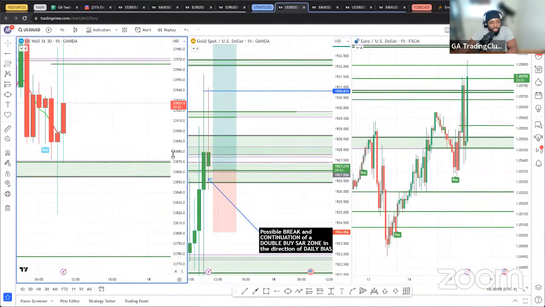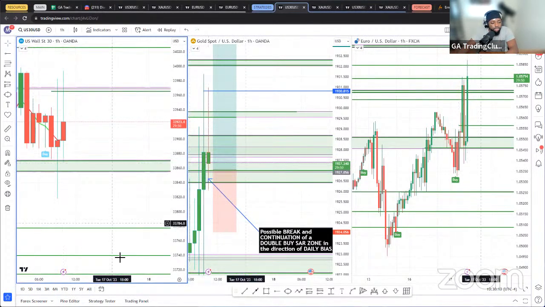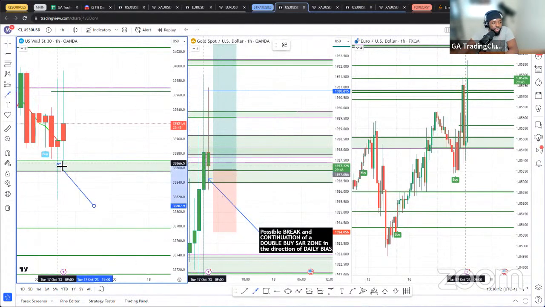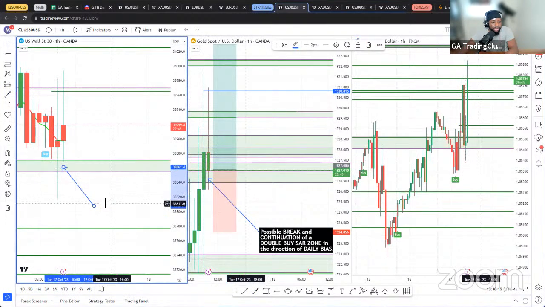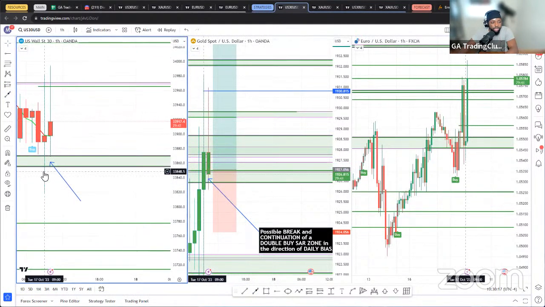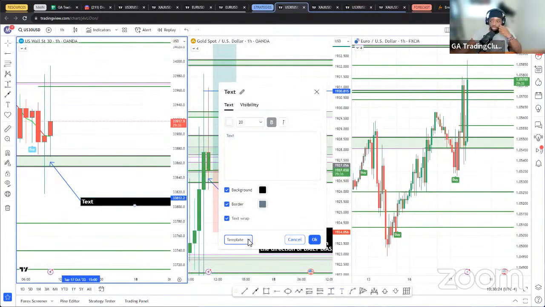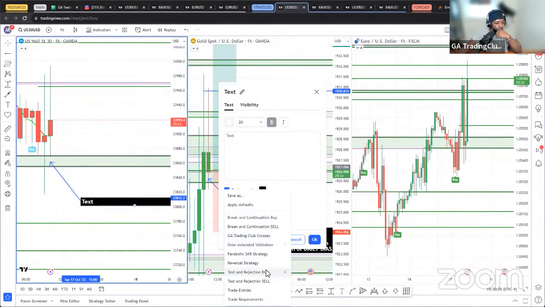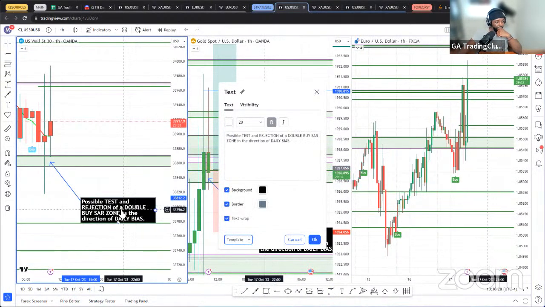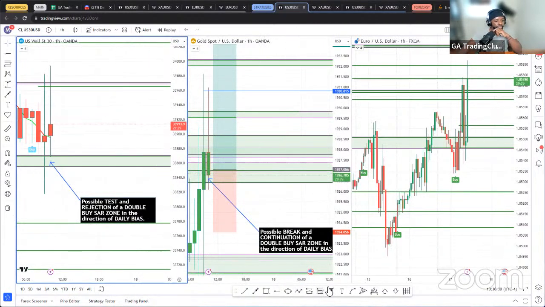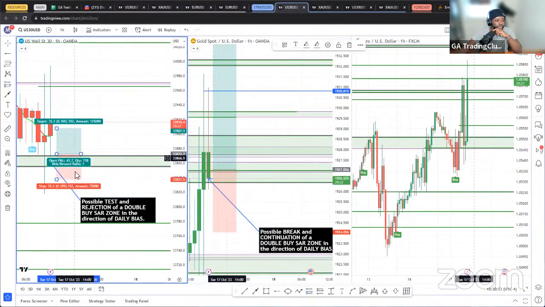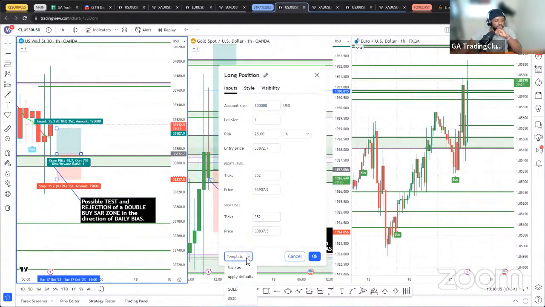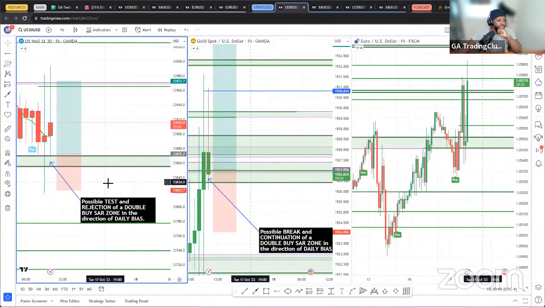What setup is setting up here for US 30 based off of this double SAR? This one right here. This previous hourly candle, which we had talked about, is the test candle. This is the rejection candle. So we also have a possible test and rejection setup, buy, for US 30. Here, I'll go and do 50 pips stop loss, 100 pips TP.